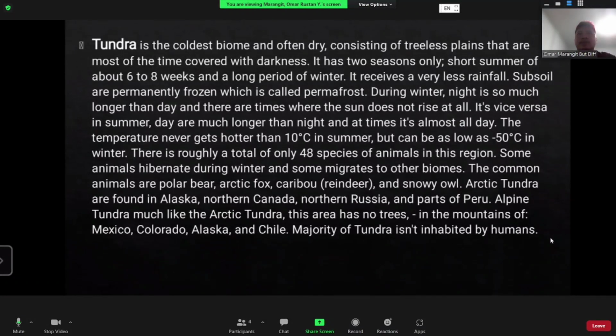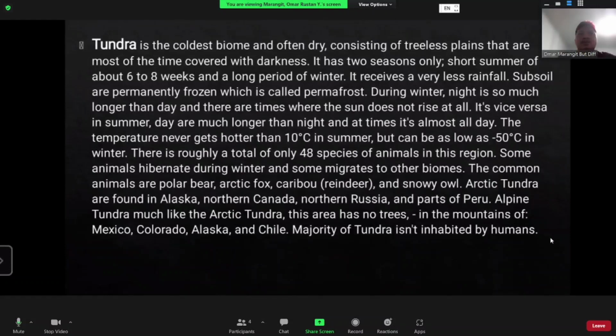Subsoils are permanently frozen which is called permafrost. So yung tawag daw sa lupa na nagyayelo is permafrost. So kasi dito sa lugar na to, bihira nga lang masikatan ng araw tapos sobrang lamig. So halos lahat ng nasa paligid niya is nagyayelo.